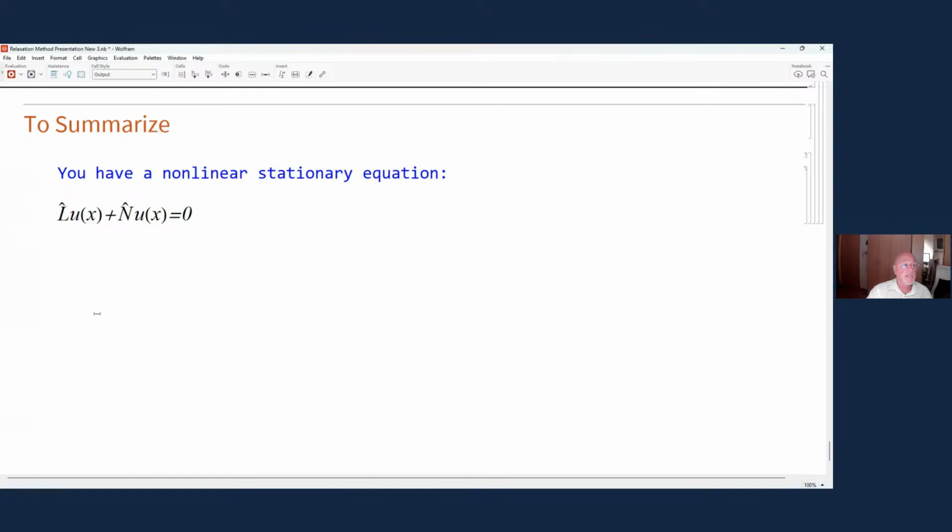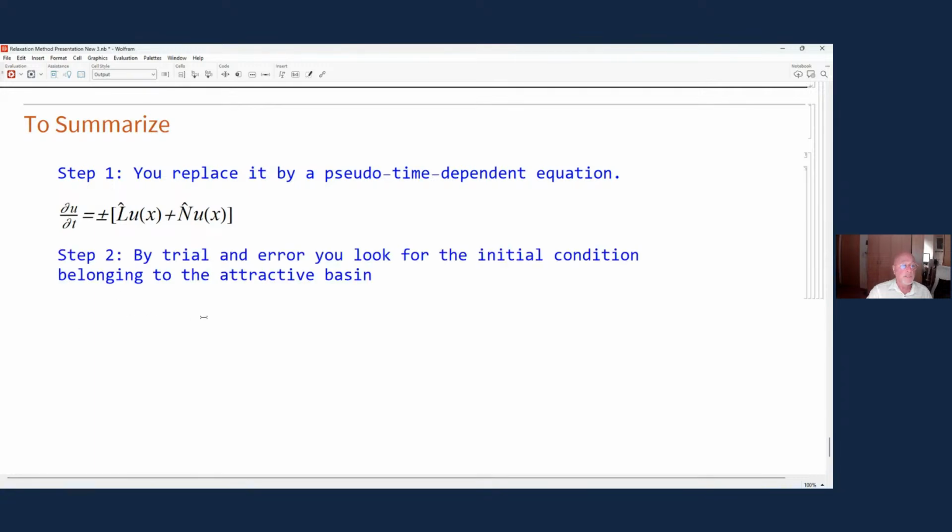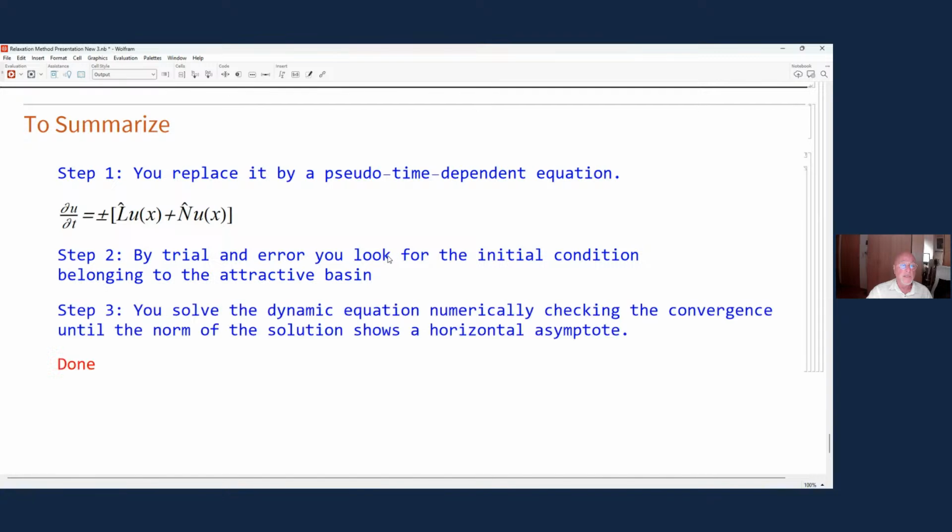To summarize, assume that you have a nonlinear stationary equation like this. In step 1, you take a time-dependent equation instead. Then in step 2, by trial and error, you look for an initial condition which belongs to the attractive basin. This is very important because you can go outside of the attractive basin. As soon as you have found such an initial condition, in step 3 you solve the dynamic equation numerically, checking the convergence until the norm of the solution shows a horizontal asymptote.